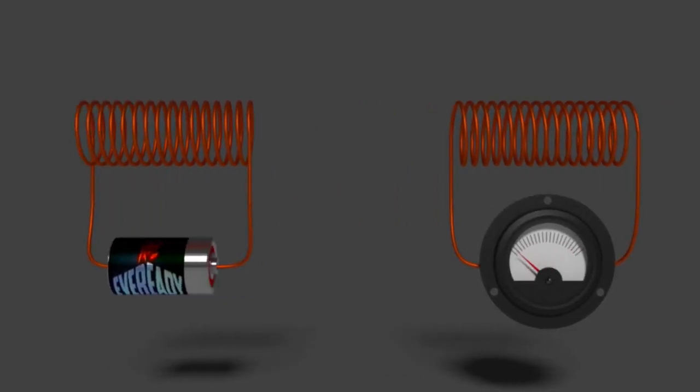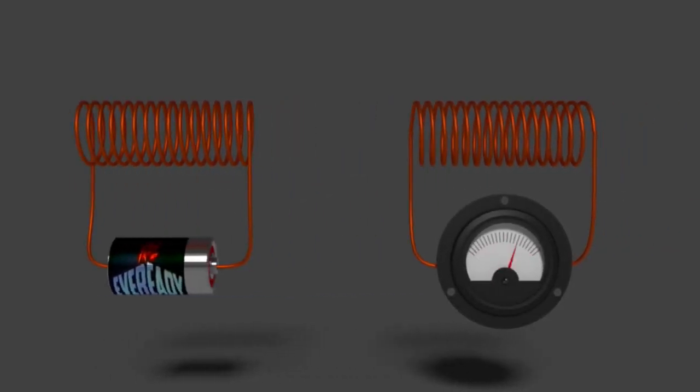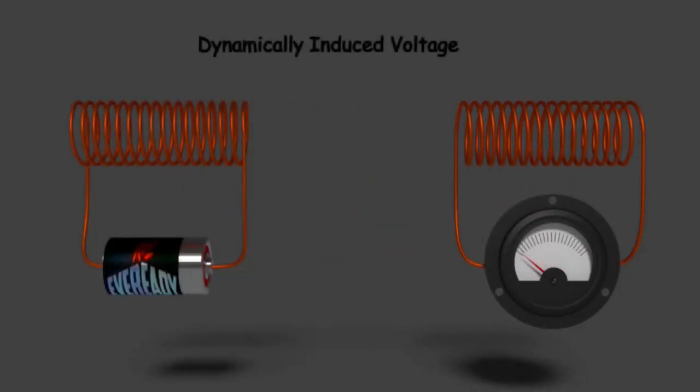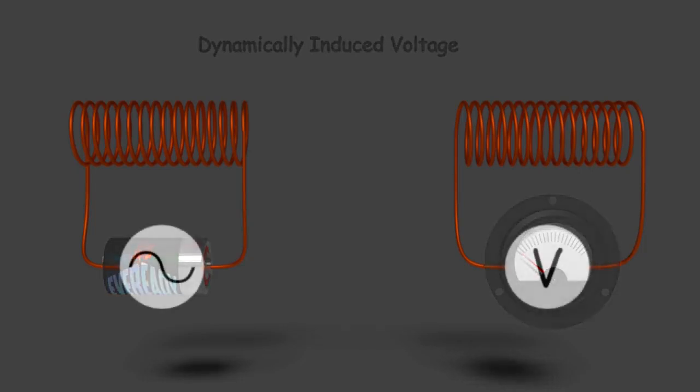The voltage induced due to movement of the conductor or magnetic field is called dynamically induced voltage. We can create the same condition without any movement of either of the coils. In that case, we have to apply an alternating voltage across the first coil. This produces a changing flux.